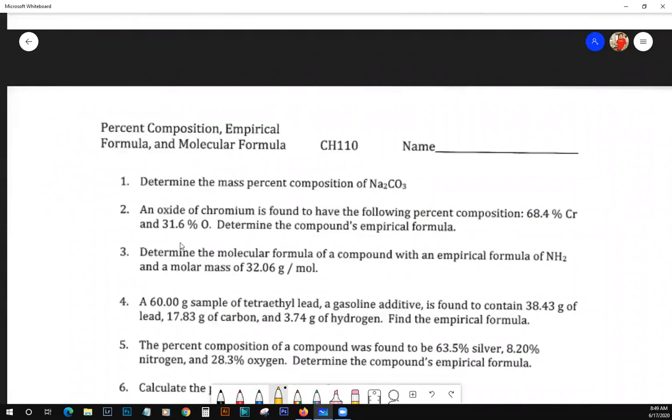Let's look at example number 2. An oxide of chromium is found to have the following percent composition: 68.4% chromium and 31.6% oxygen. Now determine the empirical formula for this compound.